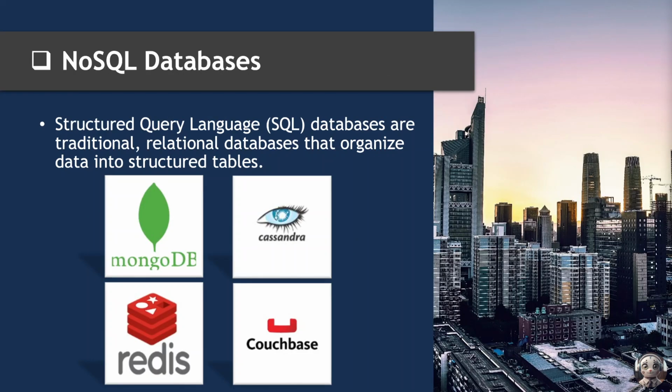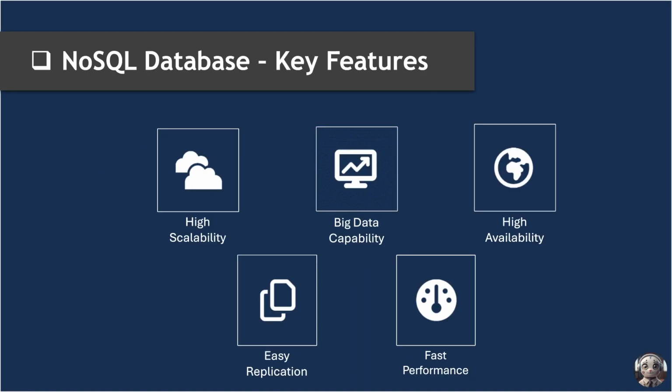Moving on to NoSQL databases, which stand for not only SQL. These are non-relational databases designed for high scalability and flexibility. They are ideal for handling large volumes of unstructured data. Popular examples include MongoDB, Cassandra, Redis, and Couchbase. NoSQL databases, on the other hand, have different key features that make them suitable for other use cases.